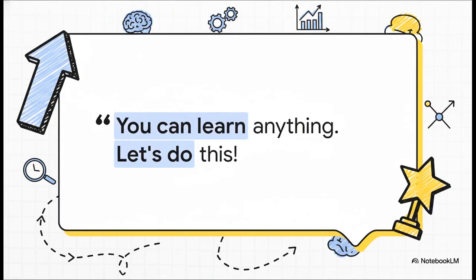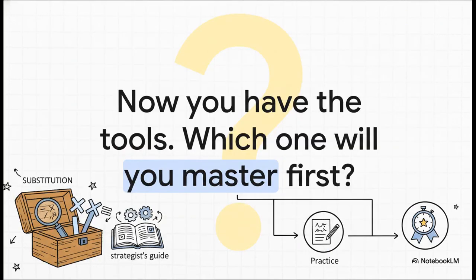And just remember this. These problems can look a little scary at first, but they are 100% a skill you can learn and master. It's really just about practicing and knowing which strategy to use. You've got this. So now you have the tools in your toolbox, substitution and elimination. And you've got the guide for when to use each one. Now the ball is in your court. It's your turn to get in there, practice, and really own these skills. So, which one are you going to master first?